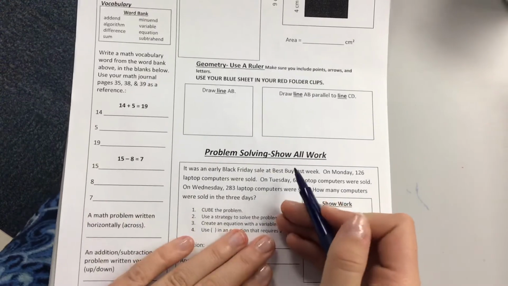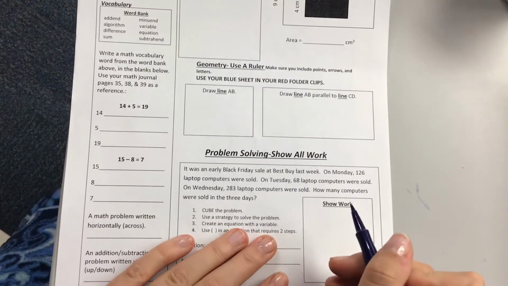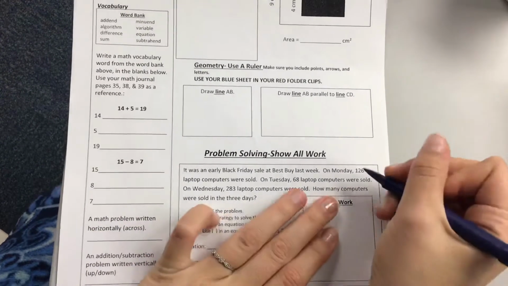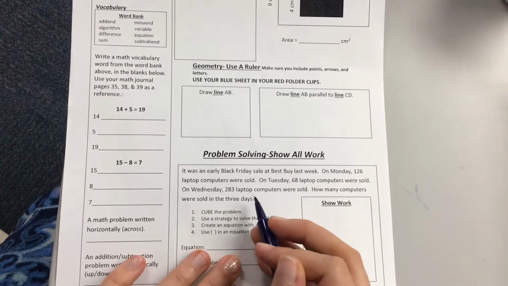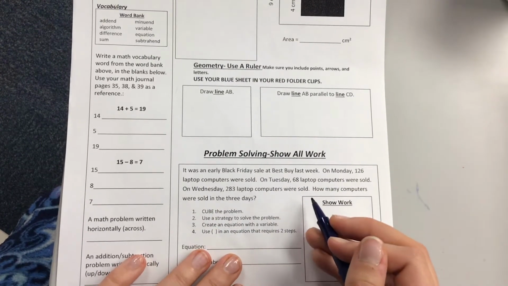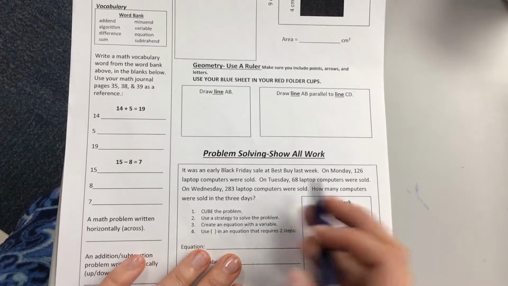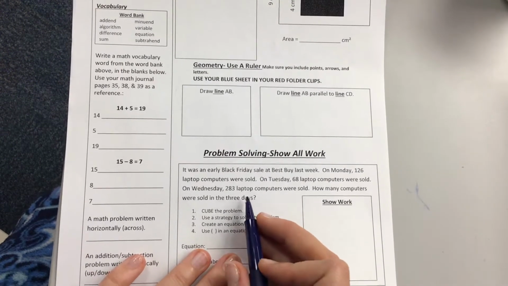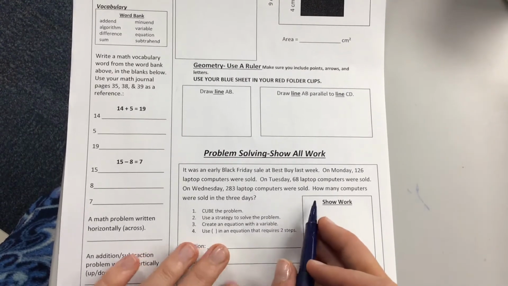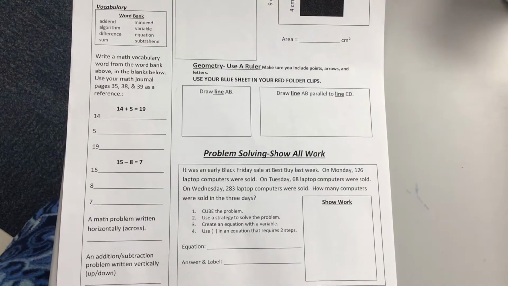It was an early Black Friday sale at Best Buy last week. On Monday, 126 laptop computers were sold. On Tuesday, 68 laptop computers were sold. And on Wednesday, 283 laptop computers were sold. How many computers were sold in the 3 days?